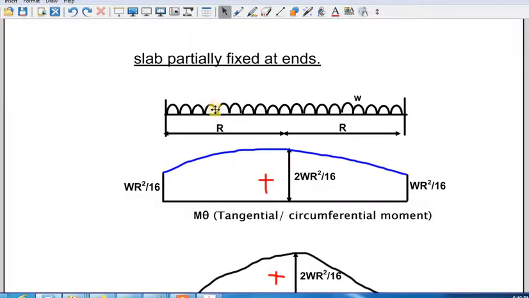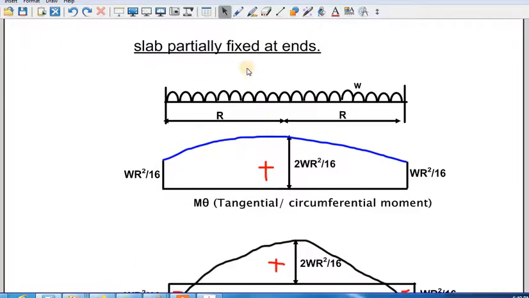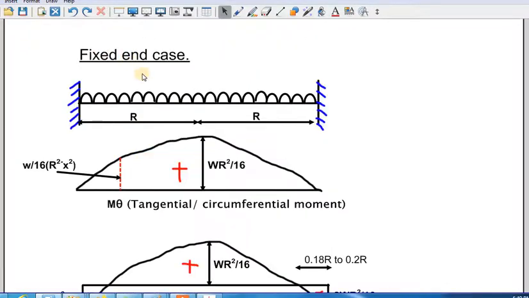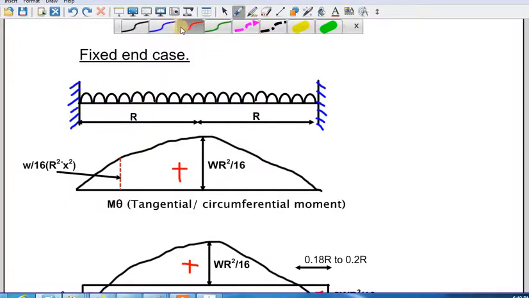Another case is the slab partially fixed at the ends. Before that, we can go through the fixed case, where the slab is fixed at the supports and carrying a load W.